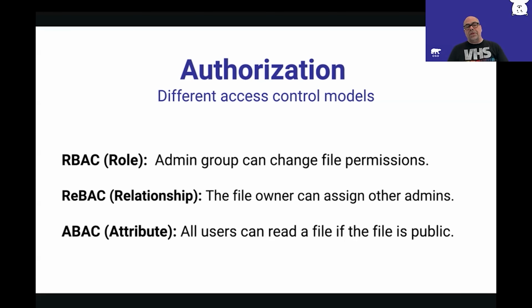And then finally, we'll talk about ABAC, or attribute-based access control. So for example, all users can read a file if the file is marked as public, right? So this is assigning an attribute to a resource, which can grant different permissions based off of the type of attribute that's assigned and how we evaluate that. Does that make sense? Any questions, comments?